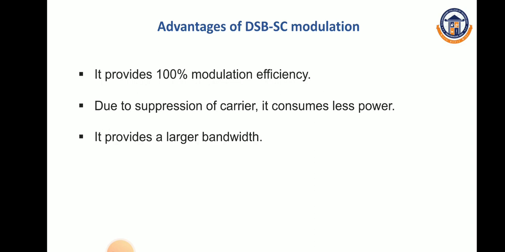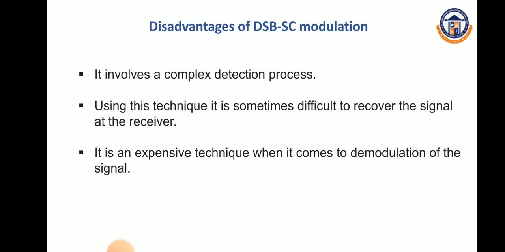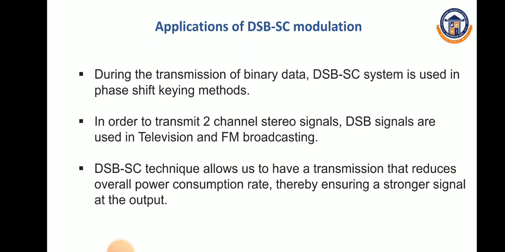And we do have some disadvantages of the DSB-SC system. These are the disadvantages of the DSB-SC system. It involves a complex detection process, and using this technique it's sometimes difficult to recover the signals because a bandpass filter may not work properly when using the DSB-SC signal to reconstitute the original signal. It is an expensive technique when it comes to the demodulation of the signal, so it's very expensive.